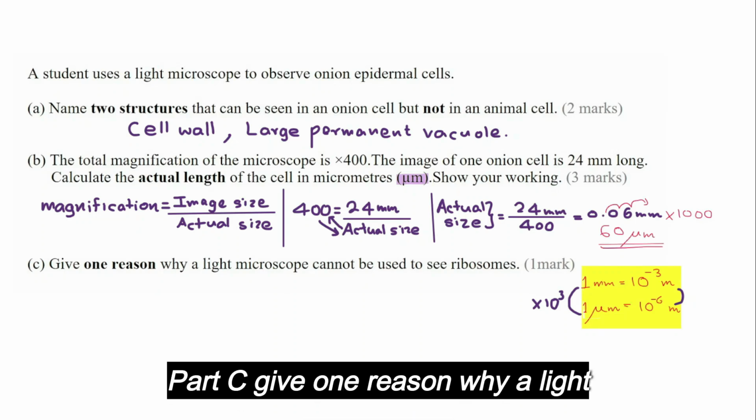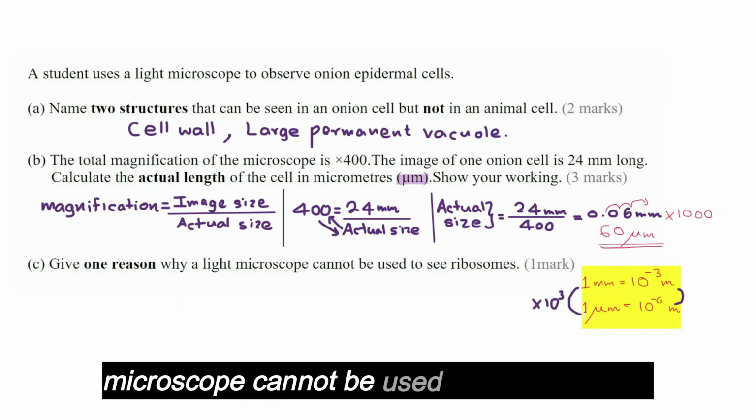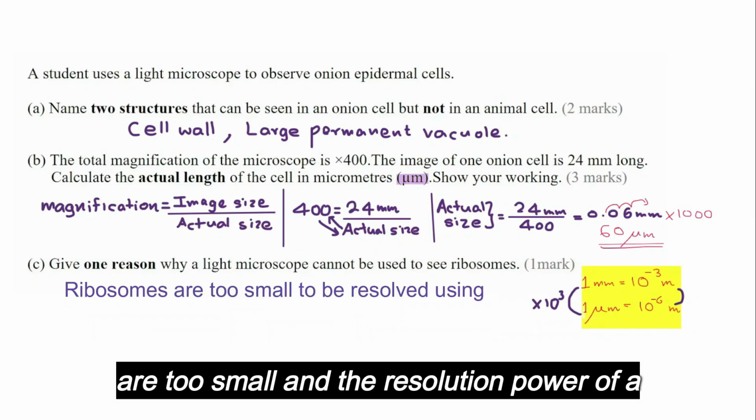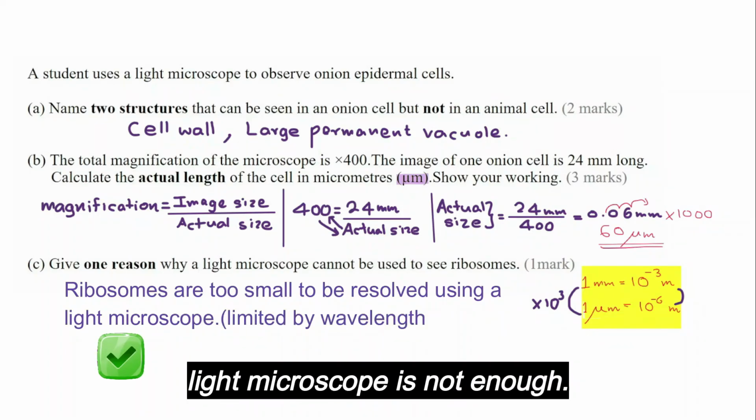Part C. Give one reason why a light microscope cannot be used to see ribosomes. Now this is due to the fact that ribosomes are too small and the resolution power of a light microscope is not enough.